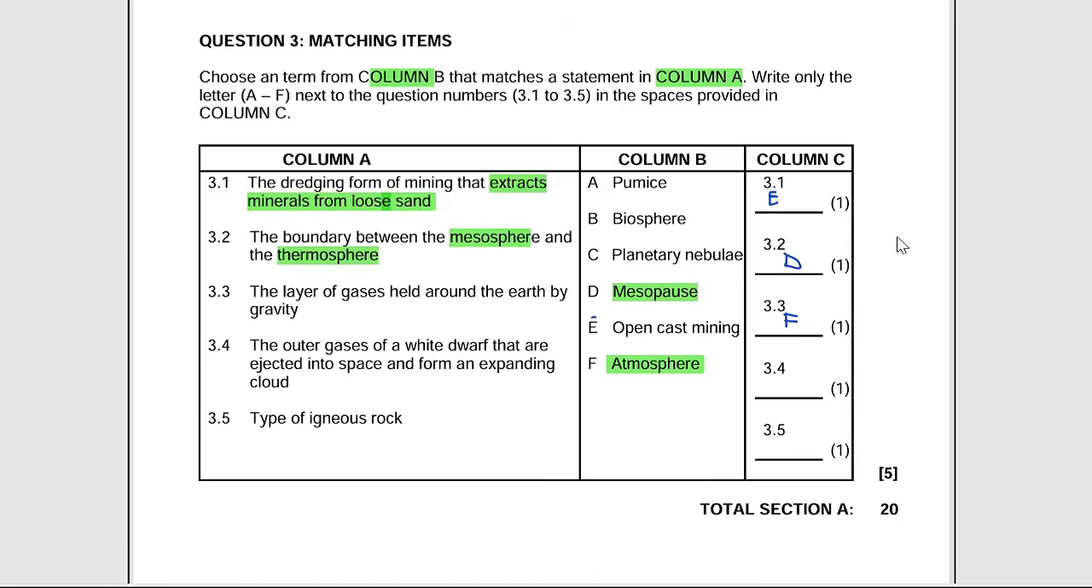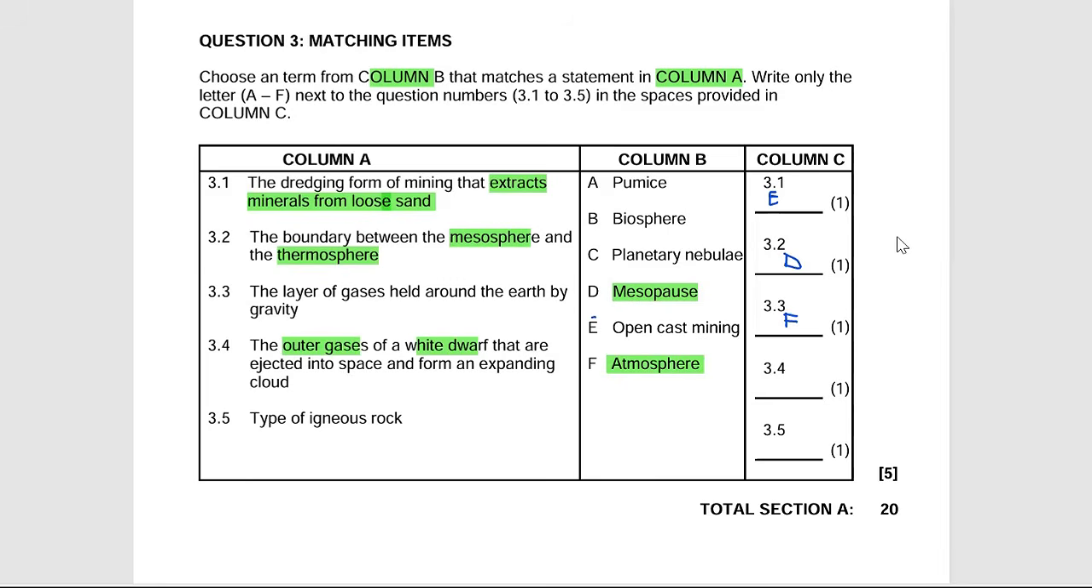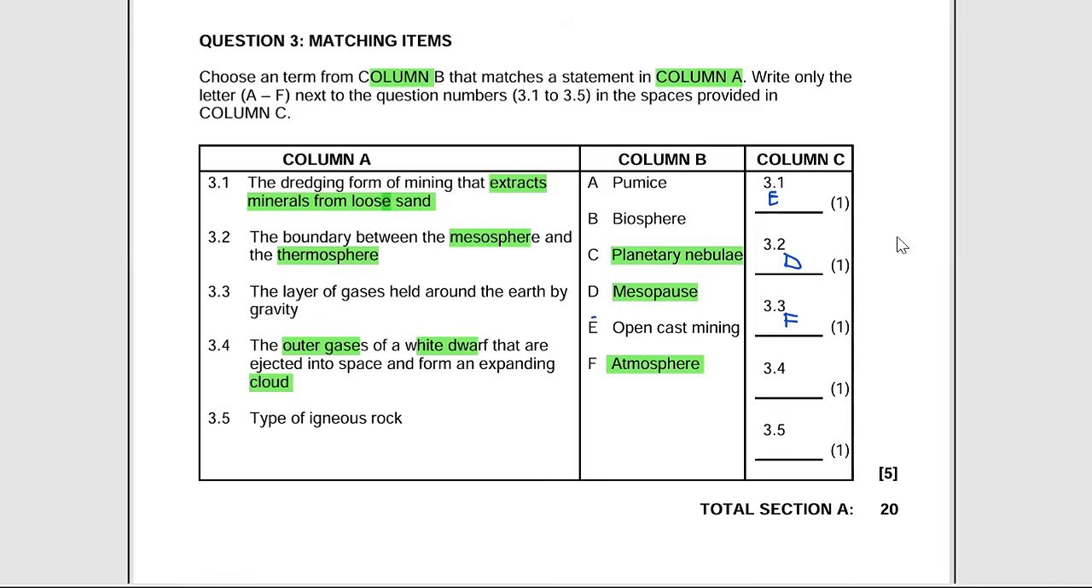Then we proceed to 3.4, which says here the outer gases of a white dwarf that are ejected into space and form an expanding cloud. So 3.4 there, our option there is going to be our planetary nebulae, right? So it means our option there is option C.